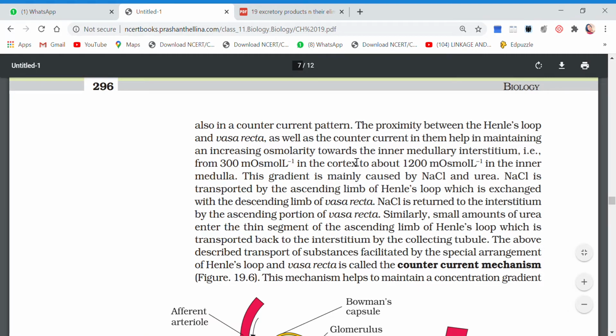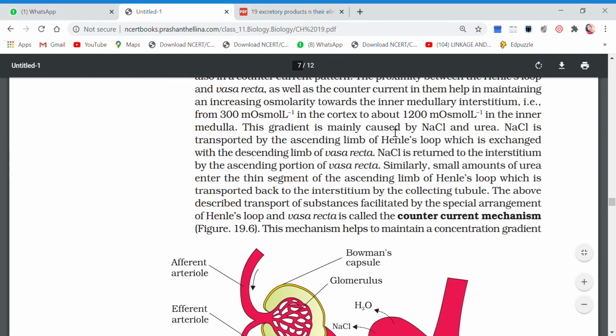Now children, that means there is a gradient created. 300 to 1200 osmolarity, that means a difference has been created, a gradient has been created. Now who has caused this gradient? If the difference from 300 to 1200 has come, then who has made this difference? This is mainly caused by NaCl and urea.